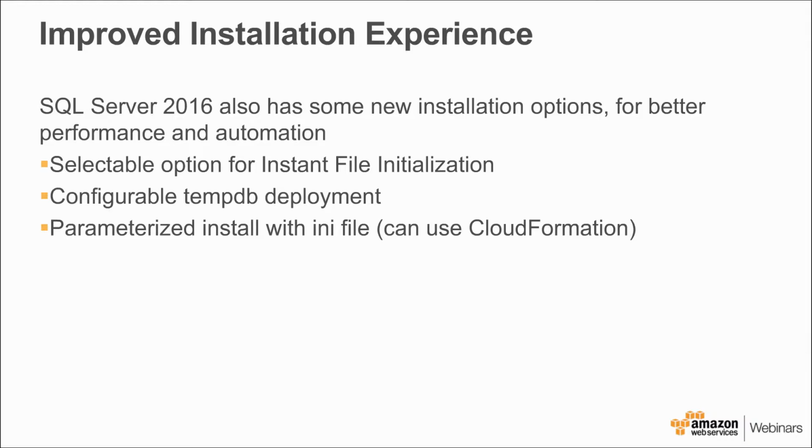This makes it much simpler. Similarly with TempDB, you no longer have to run your installation and then go back and reconfigure TempDB for multiple files. That is an option within the installation. You can tell it, I want TempDB to span 8 files, for instance. With AWS CloudFormation, we can actually parameterize these options as well as other options, and we can build a configuration INI file that can then be used to manage a configuration installation for us.